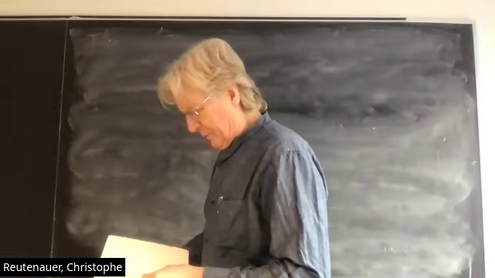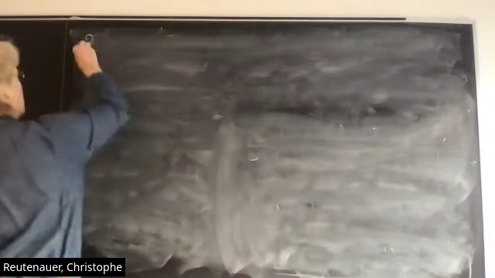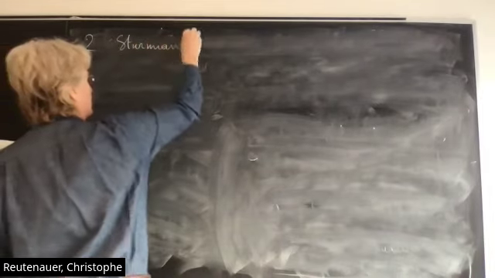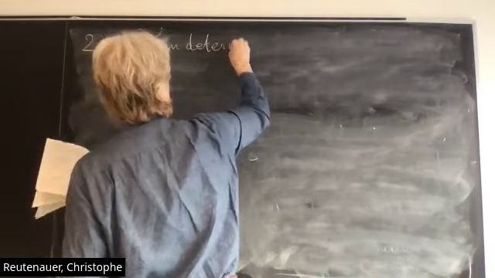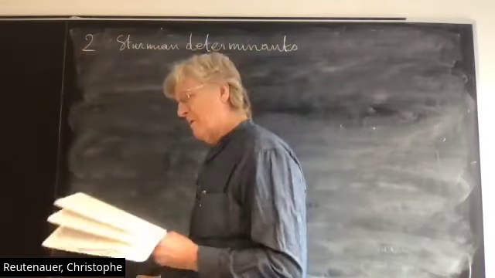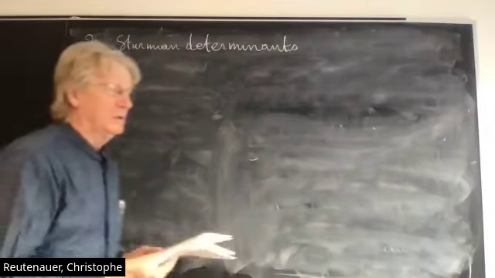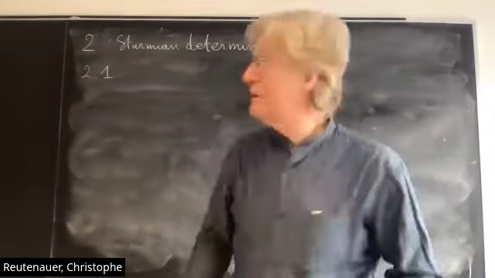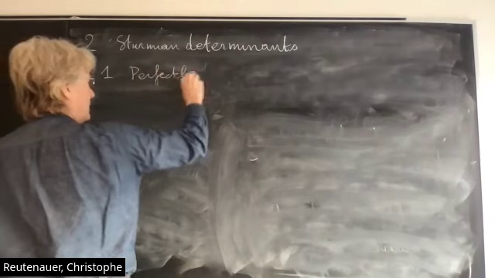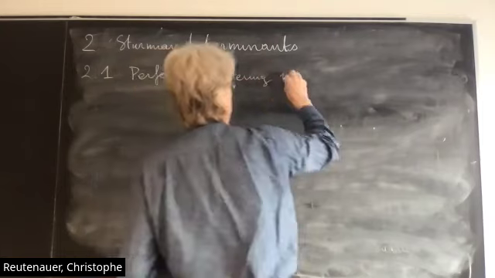So the second part of the talk is Sturmian determinants. I have to give some notions. The first one is what's called perfectly clustering words.